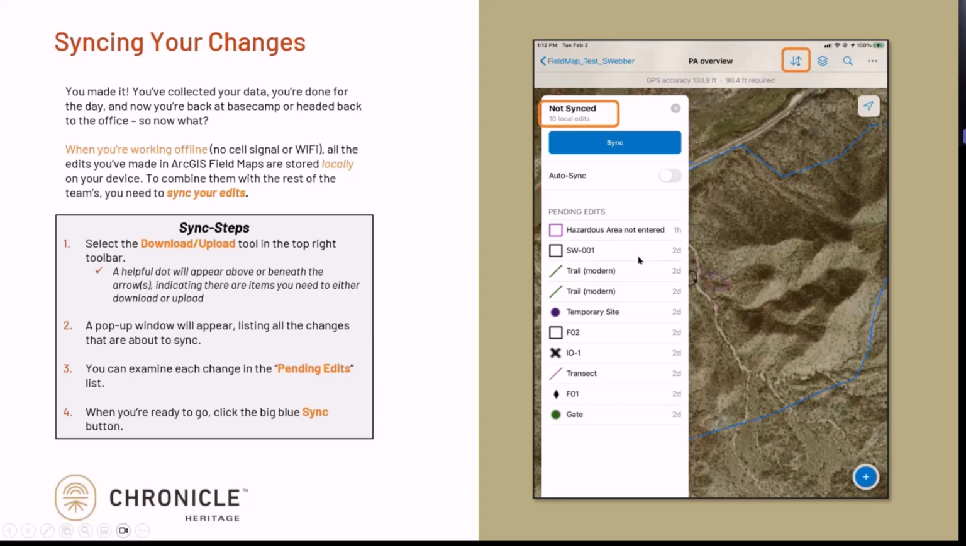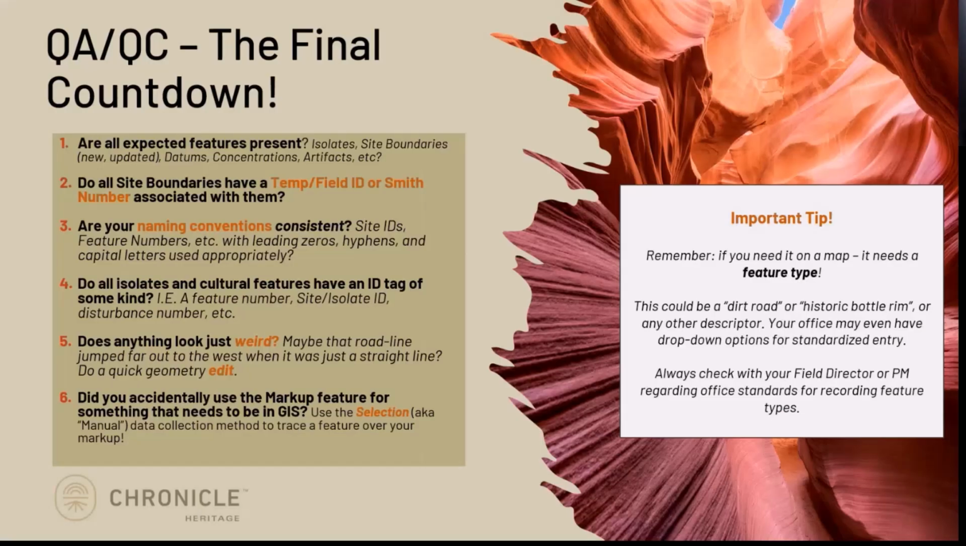If you want to cancel any of these, again, you can just click on it, say this site boundary or this cultural poly is not correct. I can click on it, I can say cancel and remove this from my list of edits. Then once I'm ready to go, I just hit the big old blue sync button, and voila, they go on their merry way into the cloud with all the other beautiful GIS data.